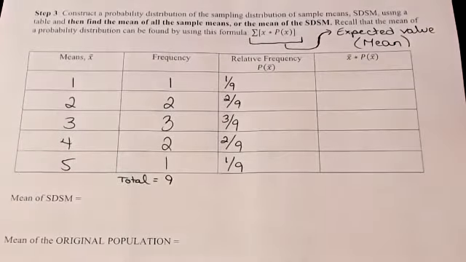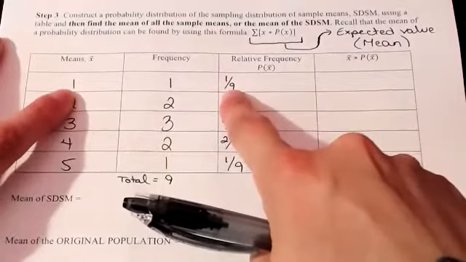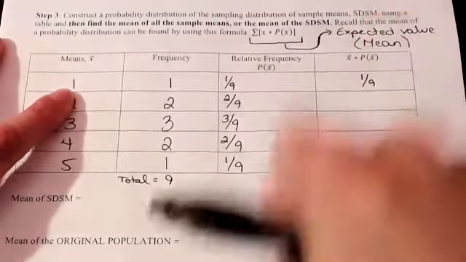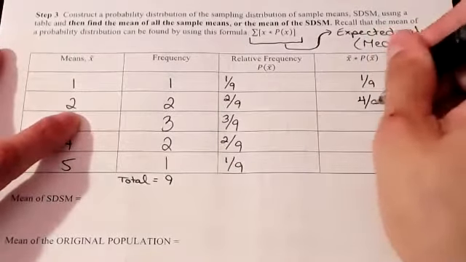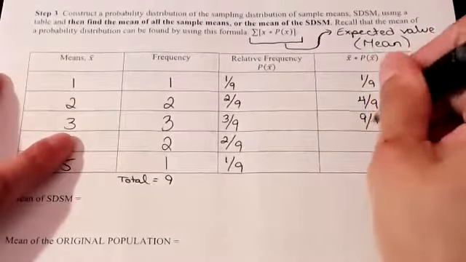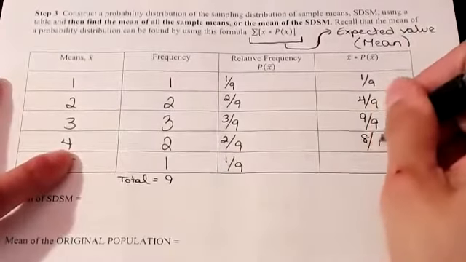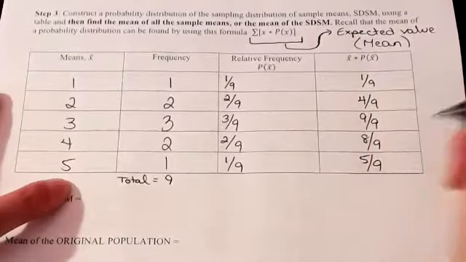Okay, so let's multiply. 1, the outcome, times its probability. 1 times 1/9 is 1/9. 2 times 2/9 is 4/9. 3 times 3/9 is 9/9. 4 times 2/9 is 8/9. And 5 times 1/9 is 5/9.